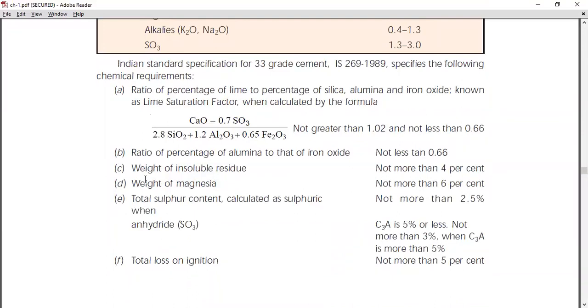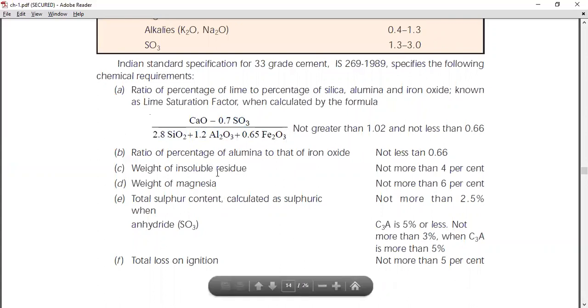The ratio of percentage of lime to percentage of silica, alumina and iron oxide, known as the lime saturation factor, is calculated by the formula shown here. The ratio must not be greater than 1.02 and not less than 0.66. The ratio of percentage of alumina to iron oxide must not be less than 0.66. These are some key factors for making cement and maintaining the ratio of particular chemical composition.